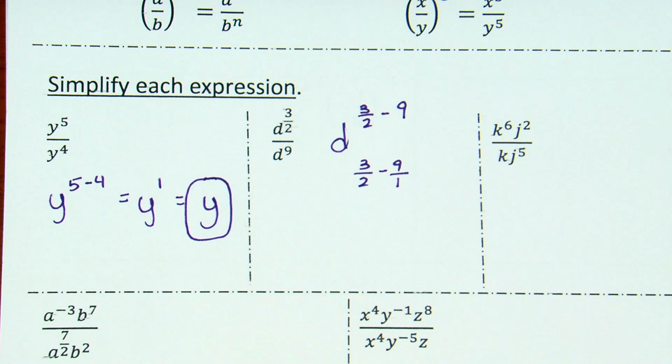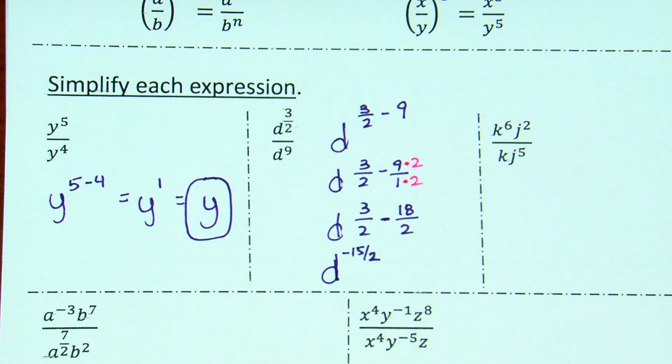How do we make this 1 a 2? Multiply by 2. What we do to the denominator, we do to the numerator, right? So then we're going to have 3 over 2 minus 18 over 2. What is 3 over 2 minus 18 over 2? 3 minus 18 is negative 15, over 2. So it's d to the negative 15/2.